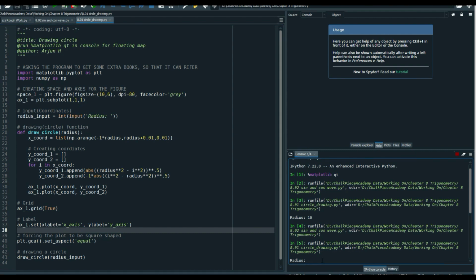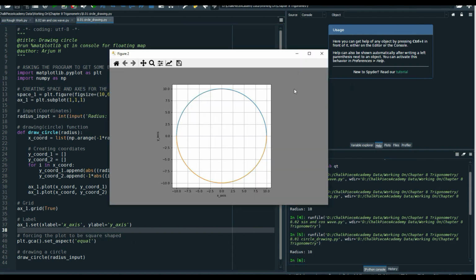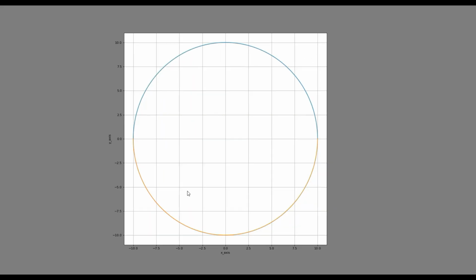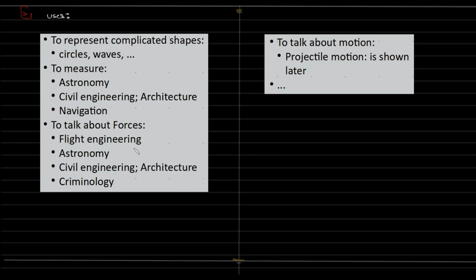Yeah, so we can generate circles of different radius, something like this. So it is possible using trigonometry. Here I've done a bit of complicated math, not too complicated to be frank, but this too can be generated using trigonometry. So to represent complicated shapes, we can use trigonometry.